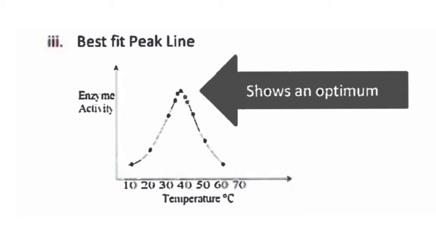Okay, best fit peak line. So a peak is your highest point of data. Another thing I want to show you on this is very symmetrical data, because if I drew a line down the middle, it looks almost exactly the same on both sides. So that's actually a great set of data when you can see that it's symmetrical on both sides.